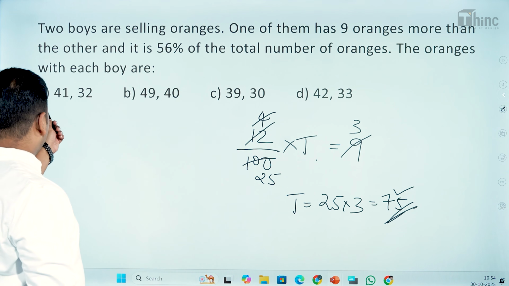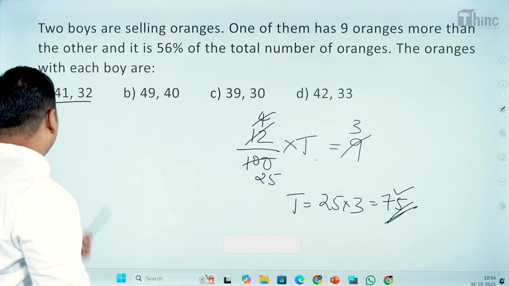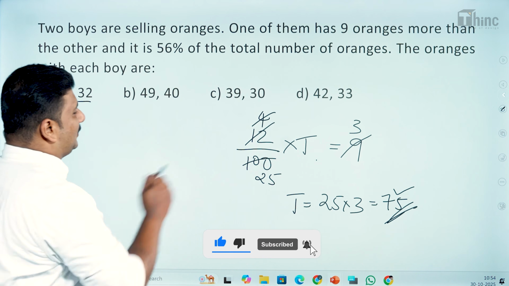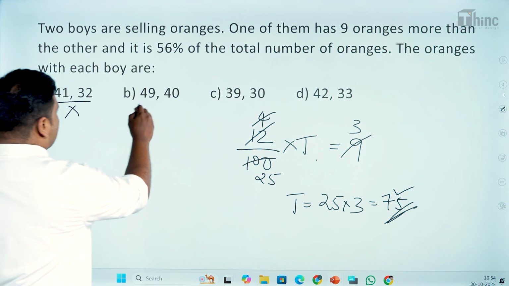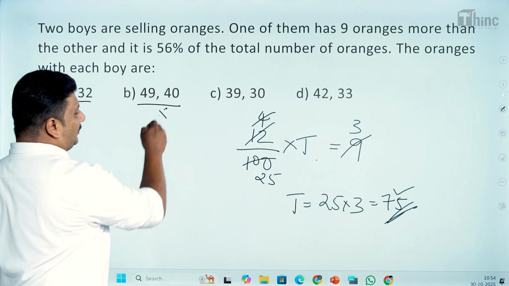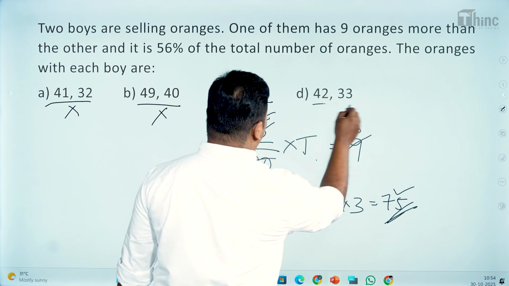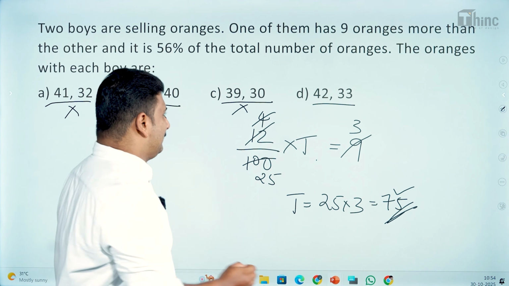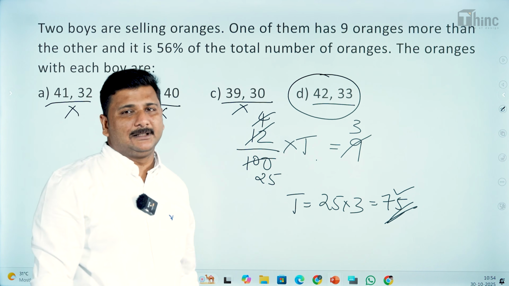So in option A, if 41 and 32 is the oranges with each boy, is the total matching with 75? In option A, the total is 41 plus 32, which is 73 only. It's not matching with 75. We know the total needs to be 75. In option B, if 49 and 40 is the oranges with each boy, the total is coming as 89, not matching with 75. In option C, the total is 69, not matching with 75. In option D, the total is exactly 75, right? So if the total number of oranges is 75, option D is the one which matches with it. So obviously D will be the correct answer.